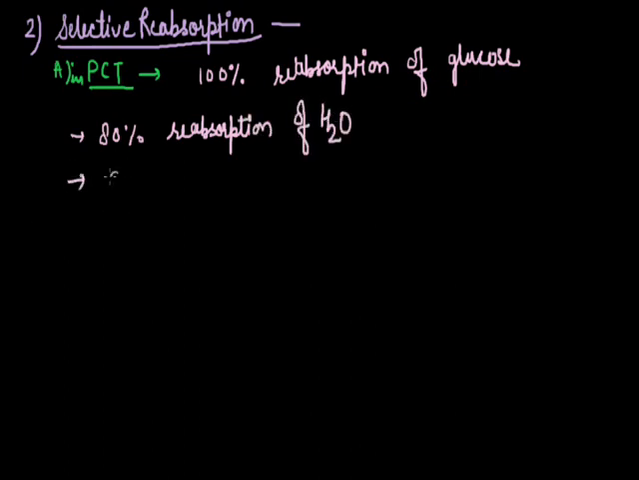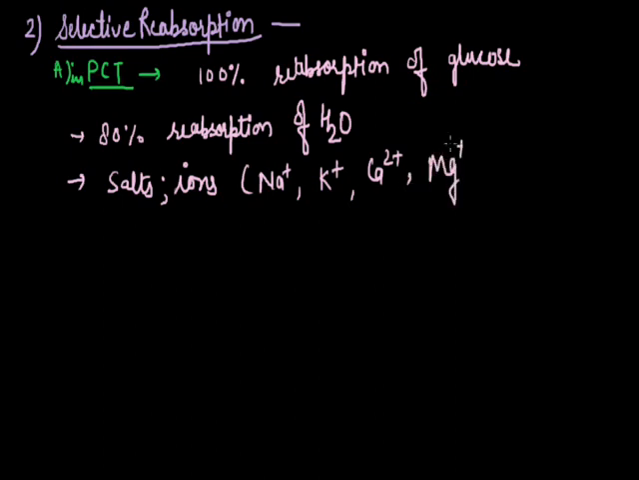Along with that, a lot of salts, ions, various cations and anions like sodium, potassium, calcium, magnesium, chloride, sulfate, carbonate, etc. are reabsorbed here. Because the maximum amount of water is reabsorbed here, that's why the glomerulus filtrate becomes concentrated.